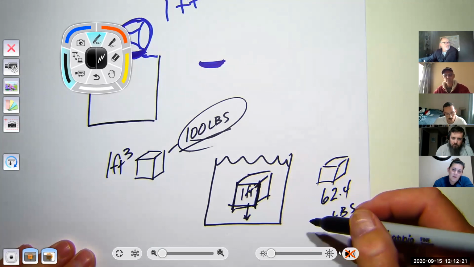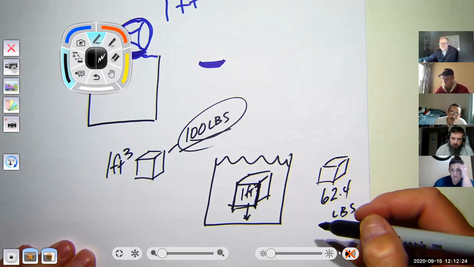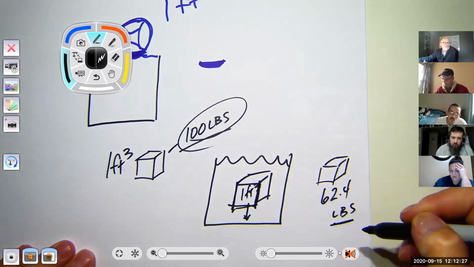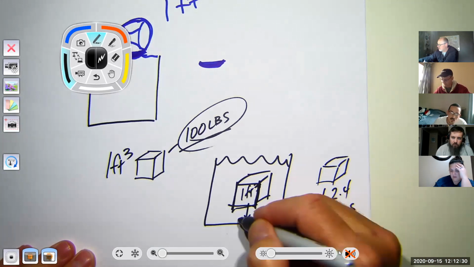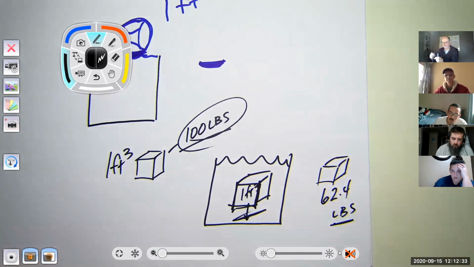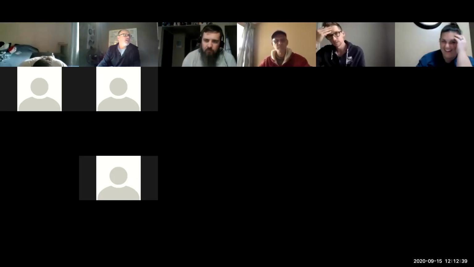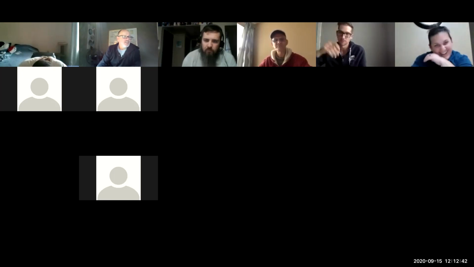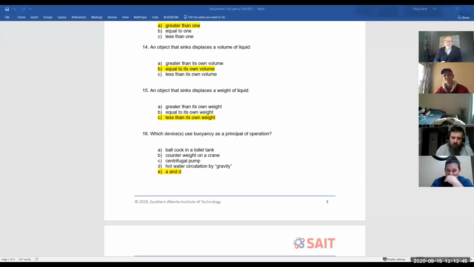So for number 15, it says an object that sinks displaces a weight of liquid, which is a mass, less than its own weight. Yeah, the wording is really bad. I mean, it depends on your opinion. The wording can be really good as well. Depends on where you're sitting. For me, the wording is really good. For you, maybe not so much. Sorry for saying that, but it's kind of true.